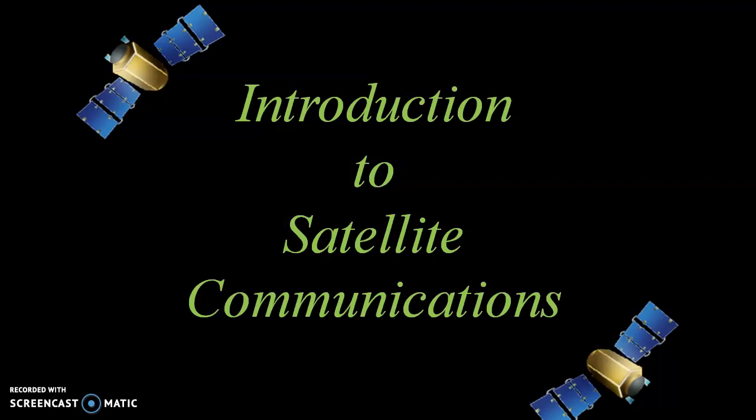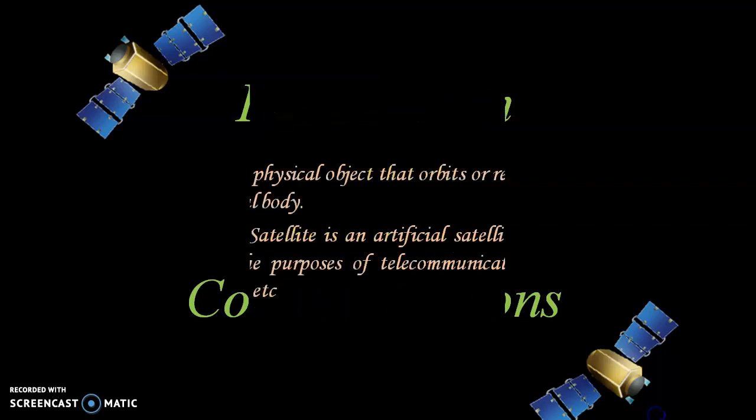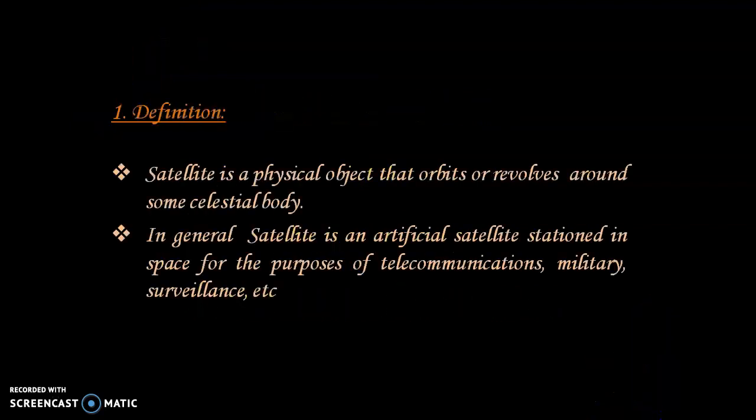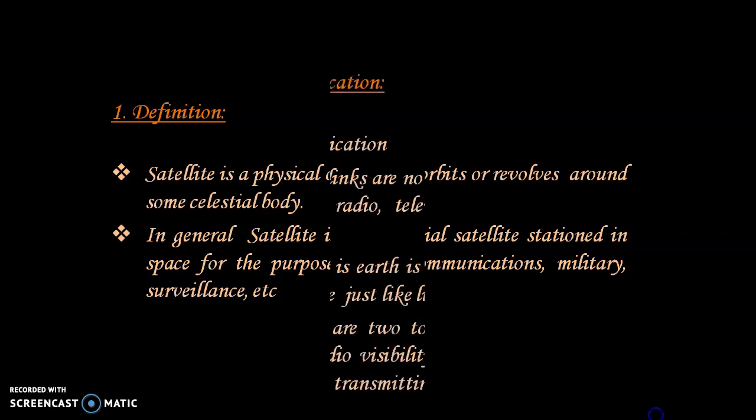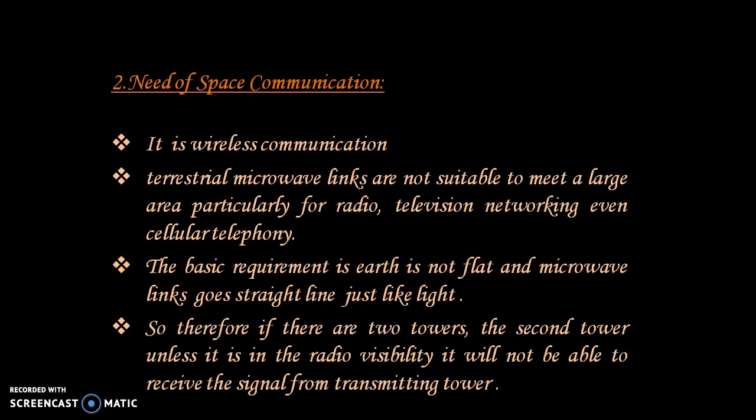This is a wireless communication which covers a very large area. Now we can simply define satellite as a physical object that is placed in the orbit and revolving around the earth. In general, it is an artificial satellite which is stationed in space for the purpose of telecommunication, military application and surveillance. The need of space communication.